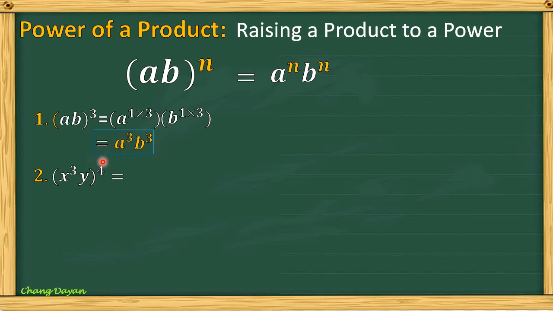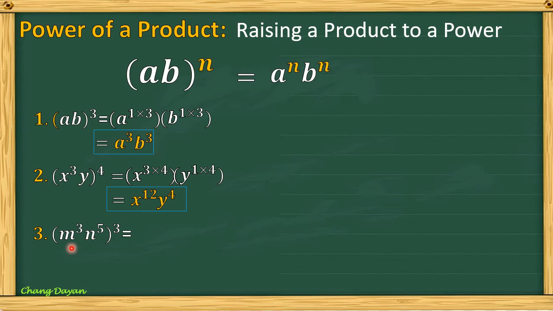Next example, number 2. x cubed y, open and close parenthesis, raised to the 4th power. So, dito, ang exponent ng x ay 3, multiplied sa exponent na nasa labas, which is 4. Samantala, ang exponent ng y ay 1. Ang exponent na nasa labas ay 4. So, multiplied lang yan. So, 3 times 4 will have 12. 1 times 4 will have 4. Therefore, our answer is x raised to 12, y raised to the 4th power.